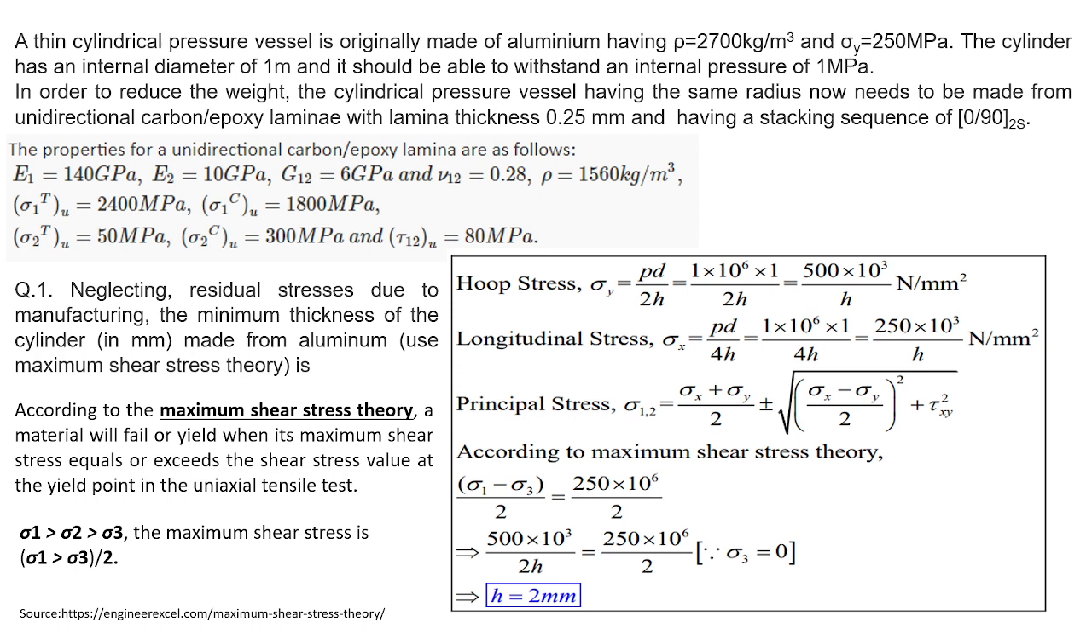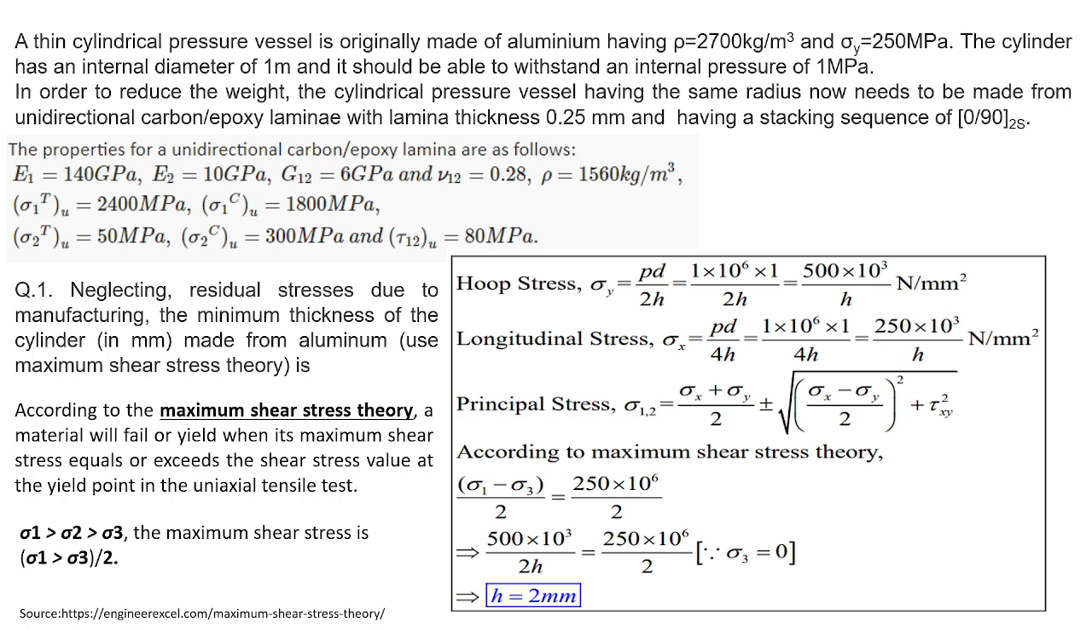The first question is: neglecting residual stresses due to manufacturing, the minimum thickness of the cylinder made from aluminium has to be found by using the maximum shear stress theory. So now we are considering a thin cylindrical pressure vessel. The first thing will be to find its stresses.